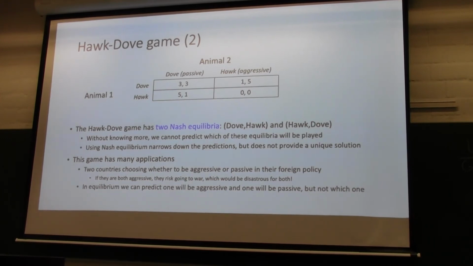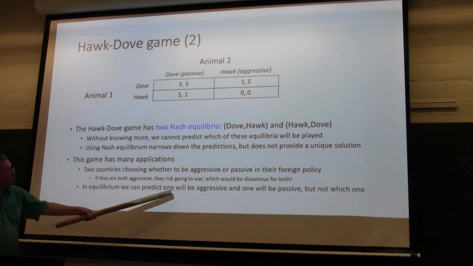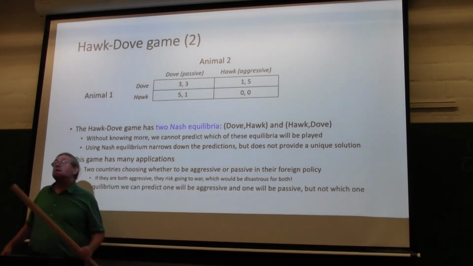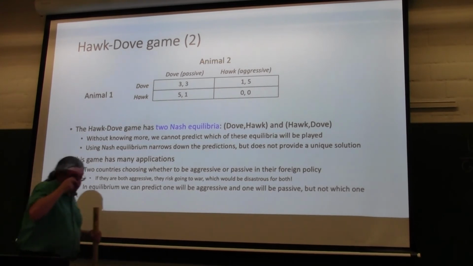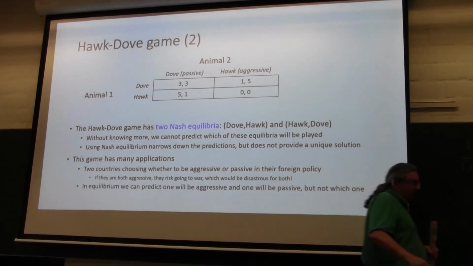So you can look at this situation in terms of game theory. And you can predict one will be aggressive and one will be passive if you are following Nash equilibrium. But you don't know which one, of course. That depends on external situations. Okay?